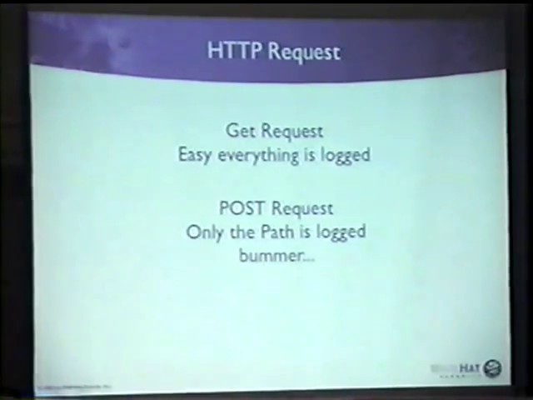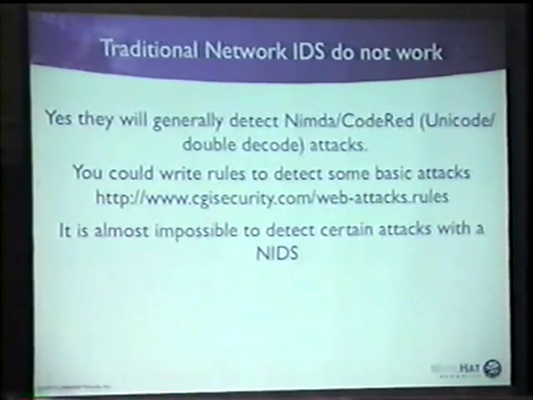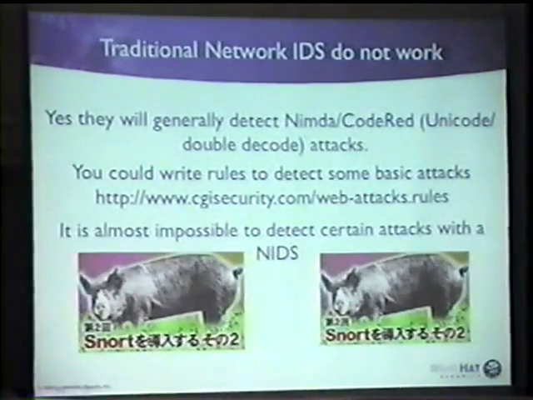All right, so we're not going to delve into depth on how an HTTP request looks and how it's formed, but you have basically a GET request, which gets an object or a file from a web server. It's pretty easy to parse and look at. Everything is logged. With a POST request, the only thing that's logged is the path, which is kind of a bummer for what we're going to be trying to do, because I can't tell what they're sending into my application. So again, traditional network IDS doesn't work. It's almost impossible to detect certain attacks with network IDS.